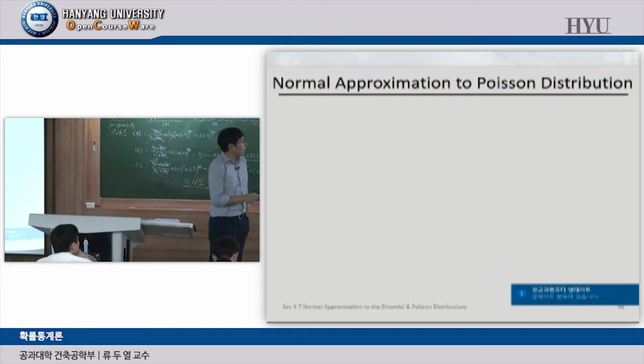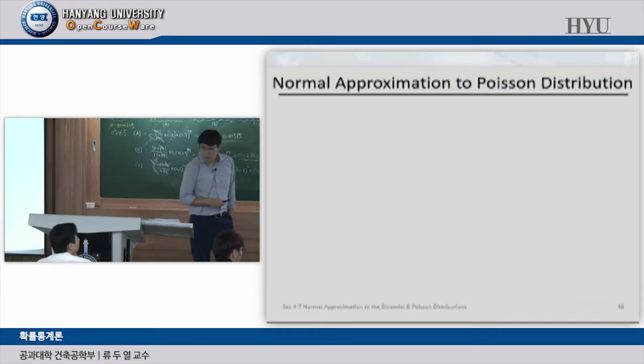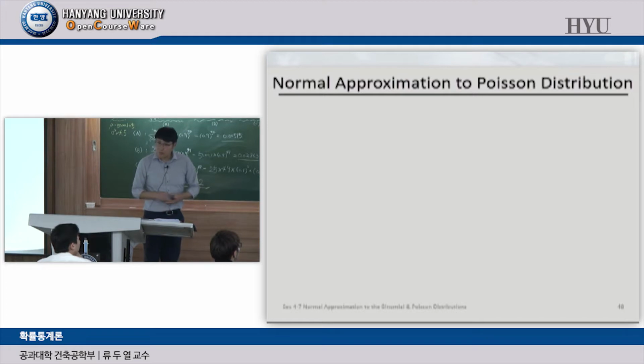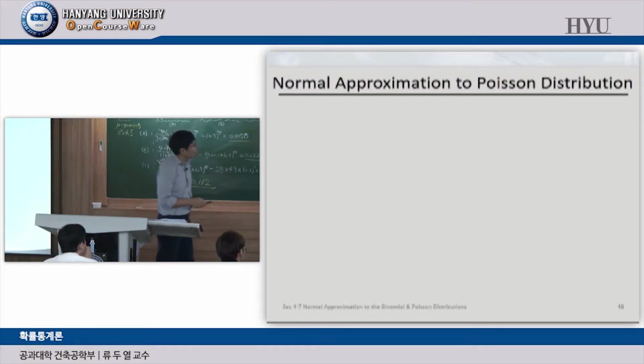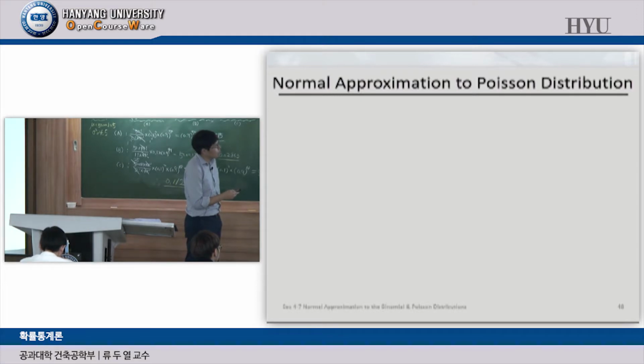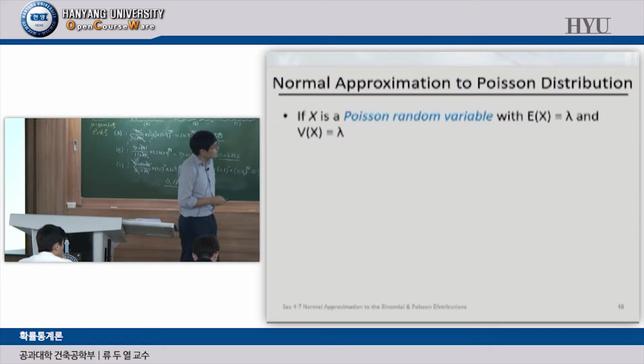Okay? And I'm going to explain about the normal approximation to the Poisson distribution. And what is the Poisson distribution? When the number of trials increases infinitely, we can change the binomial distribution to the Poisson distribution, right? Do you remember that? So I'm going to explain about the normal approximation to the Poisson distribution in here.